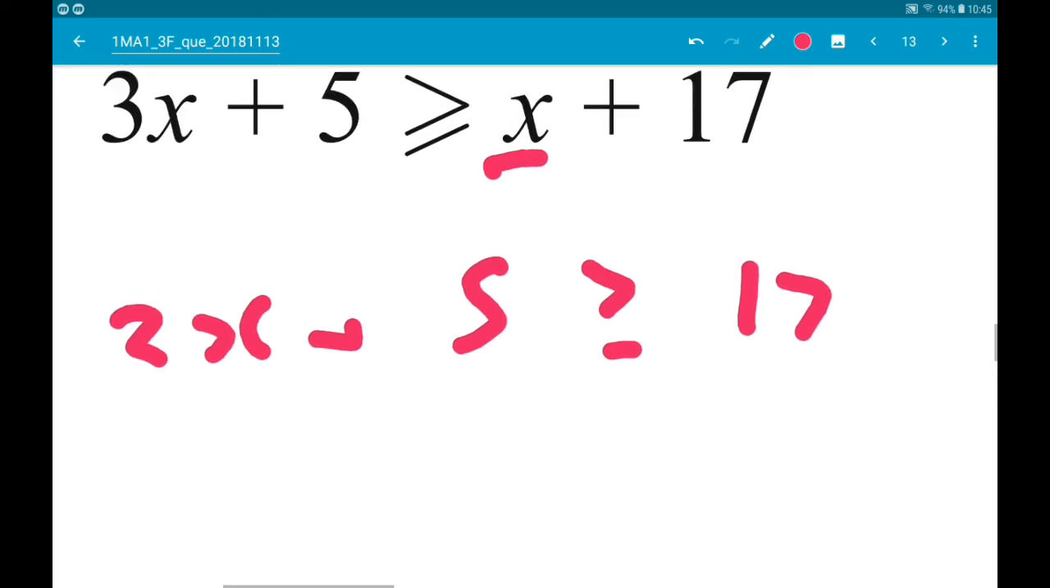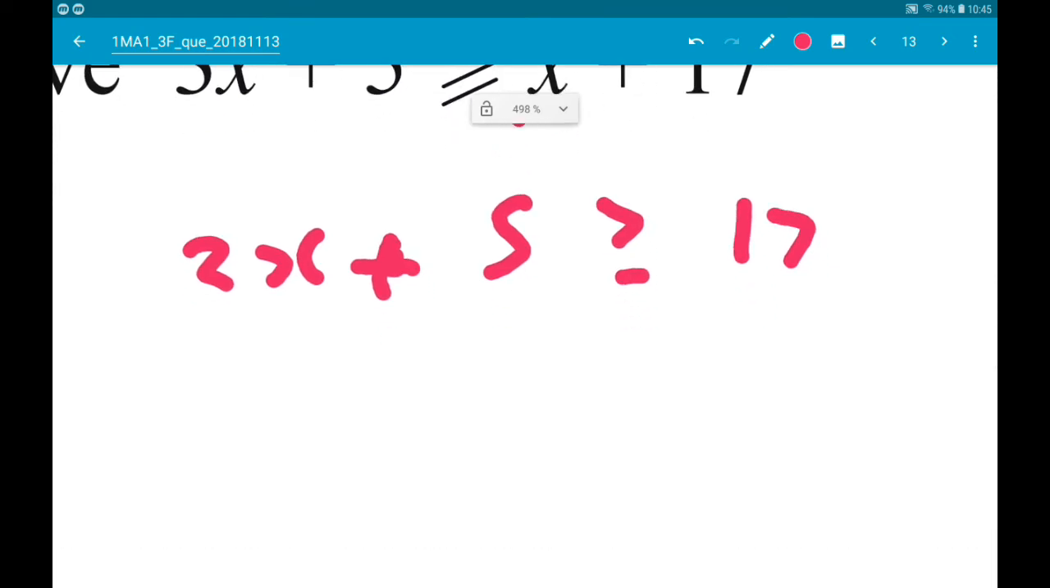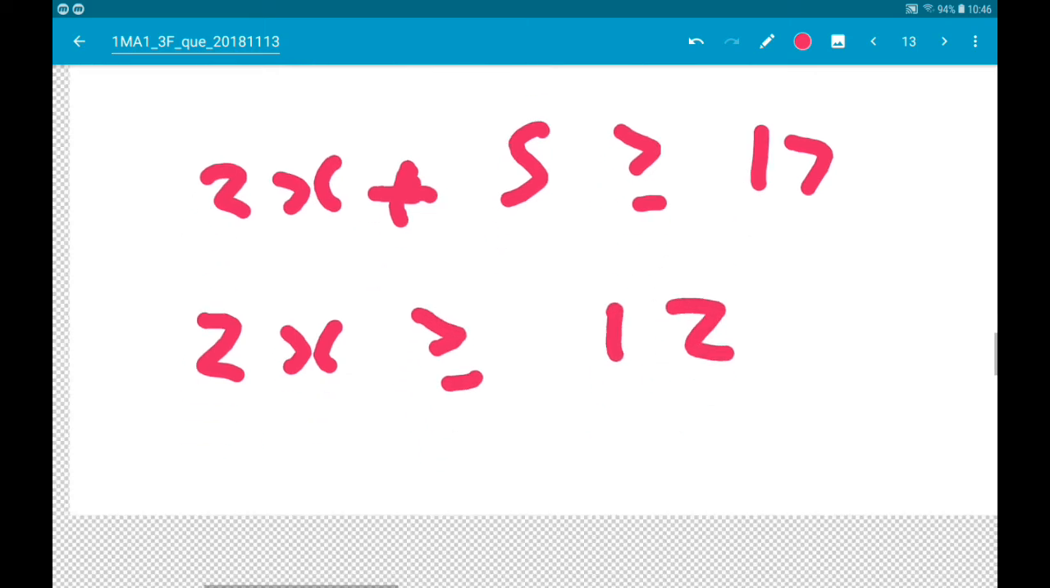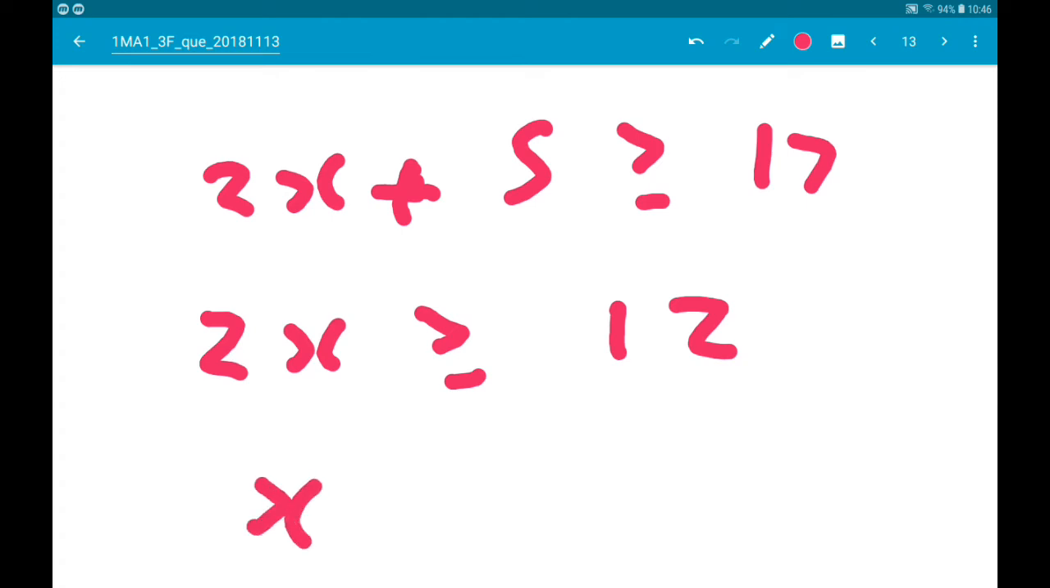Now, we need to get rid of the 5, so it's a plus 5. To get rid of it, we subtract 5, so 2x is greater than or equal to 12. Now we divide by 2, so x is greater than or equal to 6.